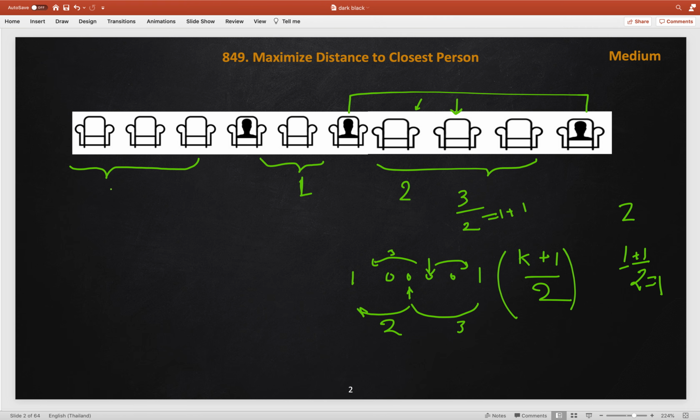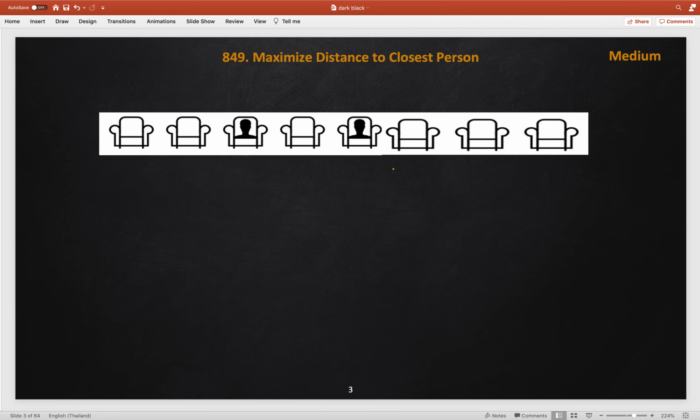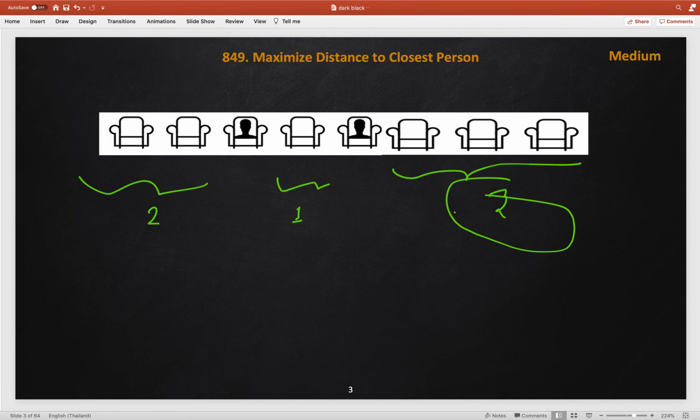But if you see the starting 3 empty seats, Alex can sit over here. If Alex sits over here, then the distance from the closest person is 1 plus 1 plus 1, which is 3. So overall the maximum from this example is that Alex will sit over here and the maximized distance is 3. Another case is when the empty seats are at the end as well, and at the starting and the center. Over here the distance is 1, over here the distance is 2, over here the distance is 3. So the overall maximum is 3, and 3 is the answer.